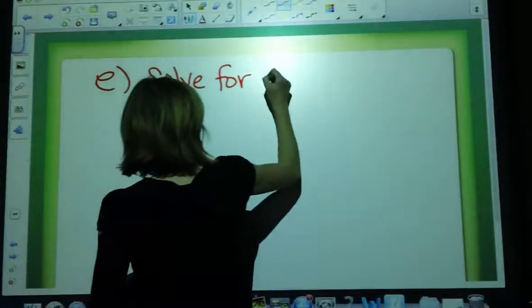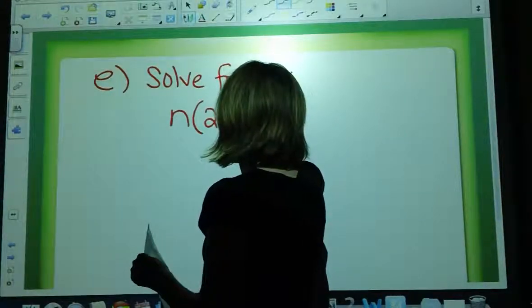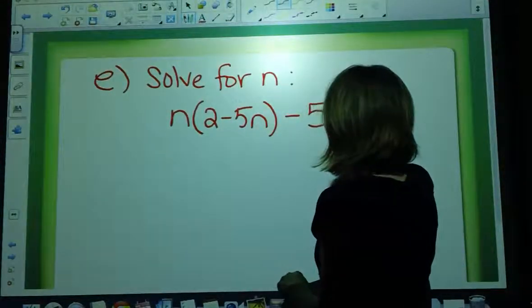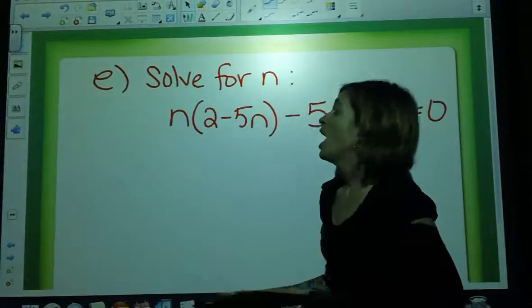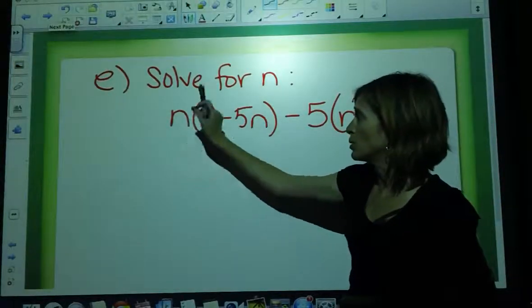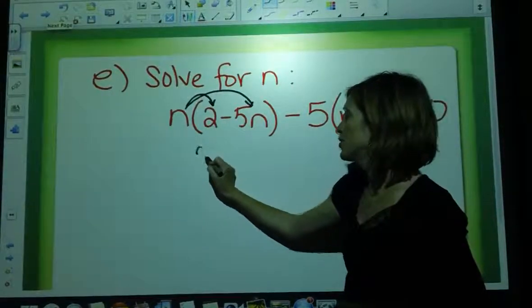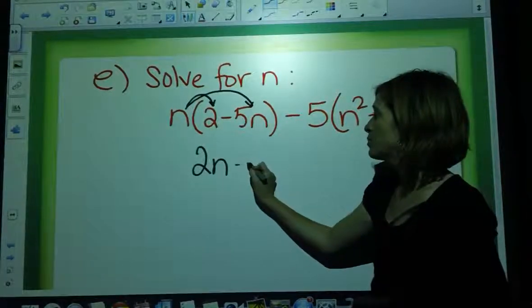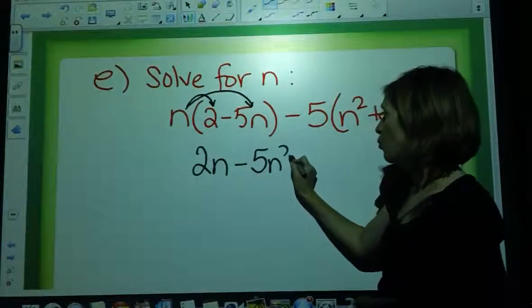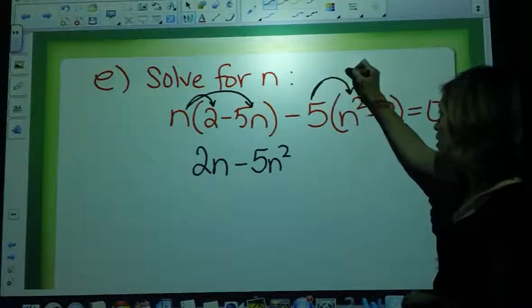On E, it says solve for n, and we've done some like this, where you have to use the distributive property and then something else. Okay, so in looking at this problem, I know that I have to multiply that n to everything in the parentheses. So I've got n times 2, which gives me 2n, always putting the coefficient in front. N times negative 5n gives me negative 5n squared. Then I move on to the other piece. I have negative 5 that needs to get distributed to the 2.